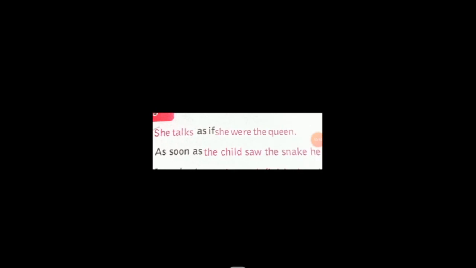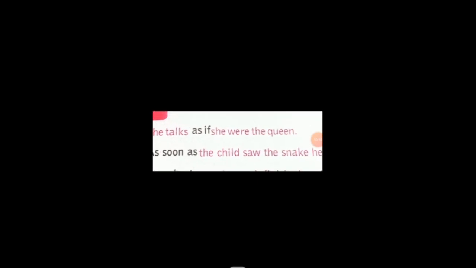The next one is as soon as. As soon as is also a compound conjunction which can be used like this: as soon as the child saw the snake, he cried loudly. Right? As soon as the child saw the snake, he cried loudly.